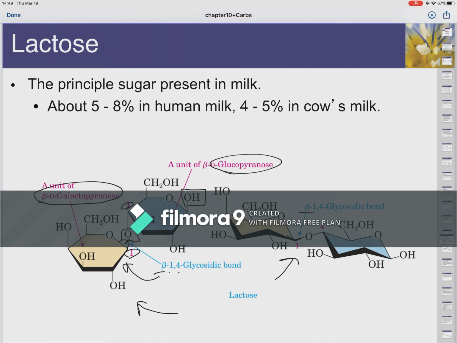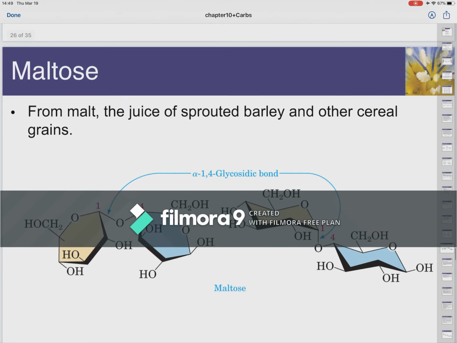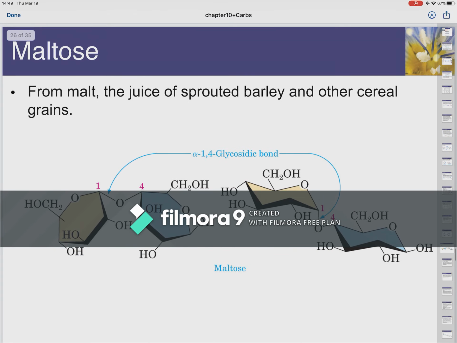Lactose is found in milk, 5 to 8% in human milk and 4 to 5% in cow's milk, of course, and it's found in other things too, goat's milk, horse milk, and so on. Maltose is the last of the disaccharides.